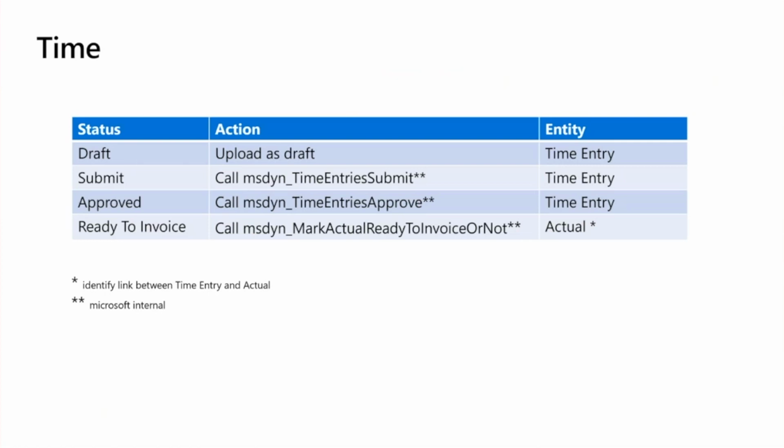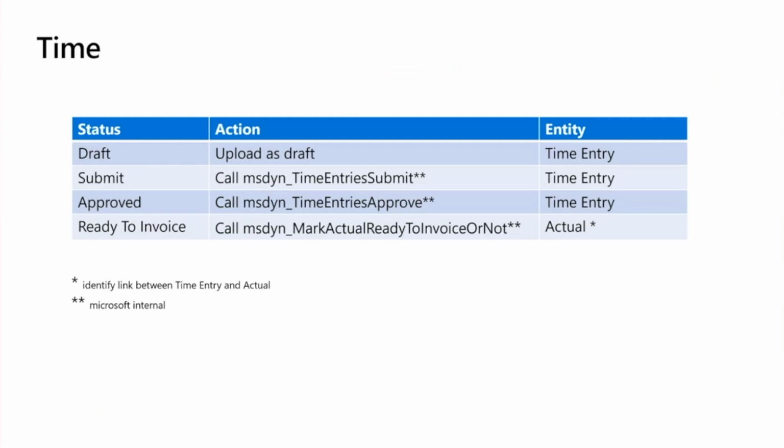For doing that, just bringing in the time, for instance. The time is brought in via the time entry. The first thing is we're going to upload it via our Azure Data Factory as draft. And then I'm going to call some actions. For instance, if you want to have them submitted, you can call time entry submit. If they are approved, then afterwards you would still do a call to time entries approve. And if you want to make them ready to invoice, you're just going to take the actuals in the billing backlog, and you can call the mark actual ready to invoice or not.